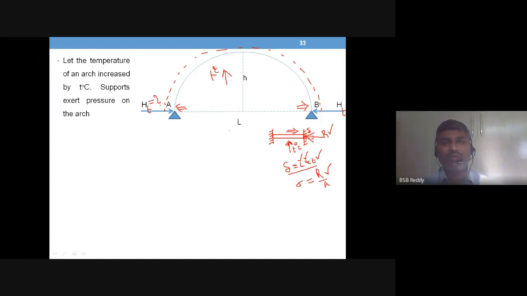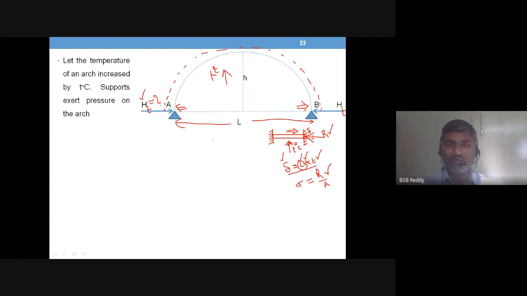So why not vertical reaction and all? Because you see, the length change we are talking about, because of this delta arrested length change, the force that is acting along the length is H, right? So this is the span direction. The change in length that you are arresting here is in the direction of H.